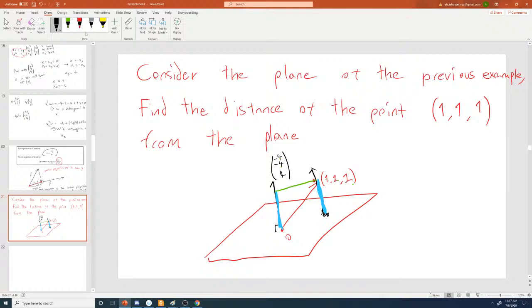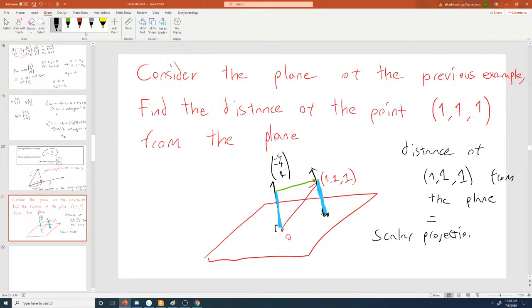So the distance of 1, 1, 1 from the plane may be understood as the scalar projection of 1, 1, 1 onto -4, -4, 4. So this is just a computation.